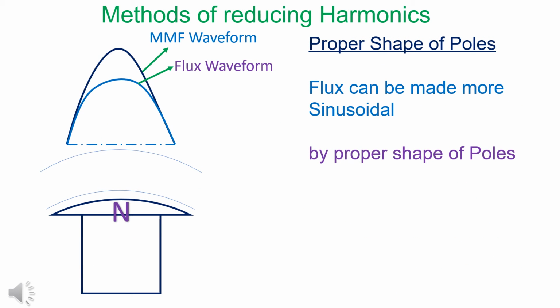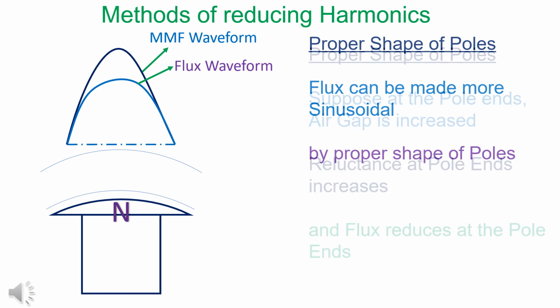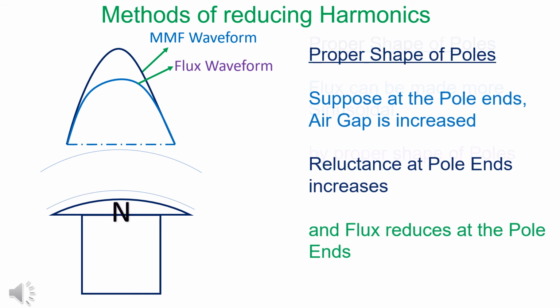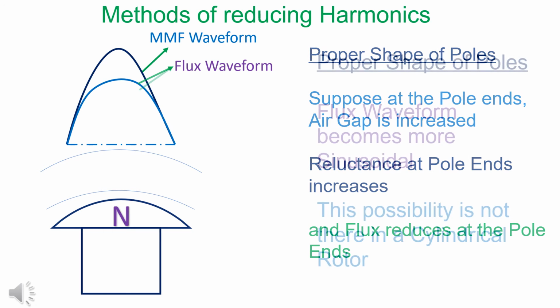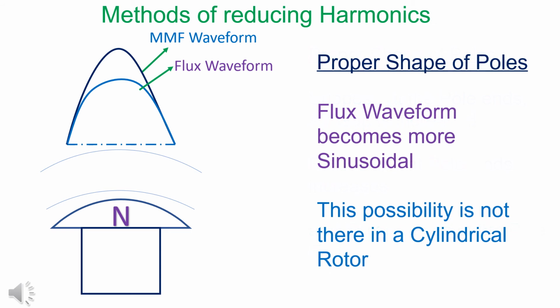There are various methods to reduce harmonics. As discussed earlier, flux is distorted due to saturation. Flux can be made more sinusoidal by the proper shape of the poles. Air gap is increased at the pole ends, resulting in the increase in the reluctance. This reduces the flux at the pole ends. This makes the flux more sinusoidal.